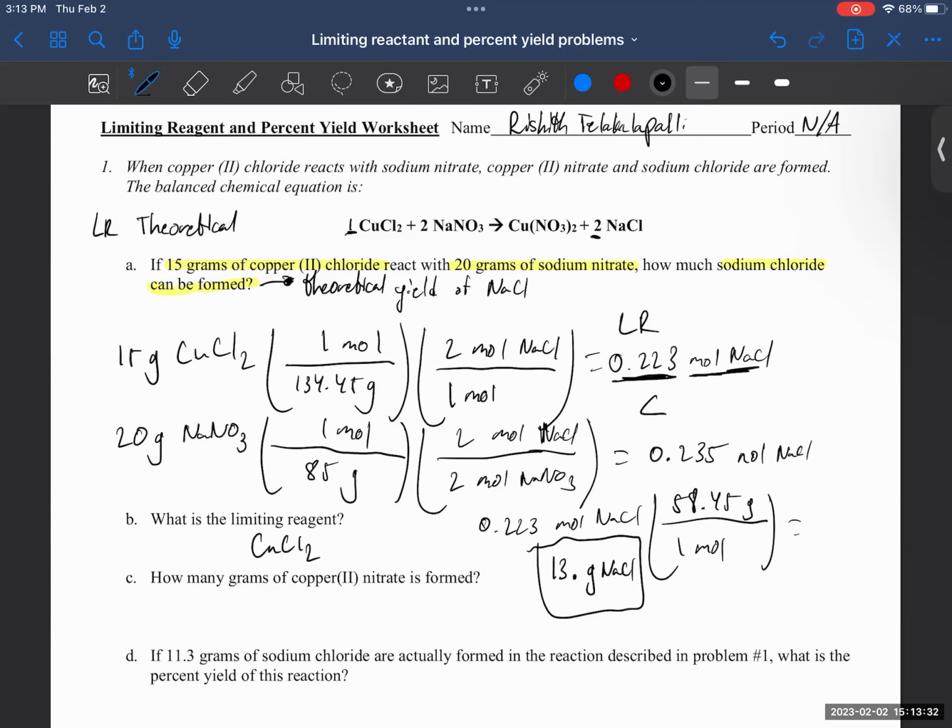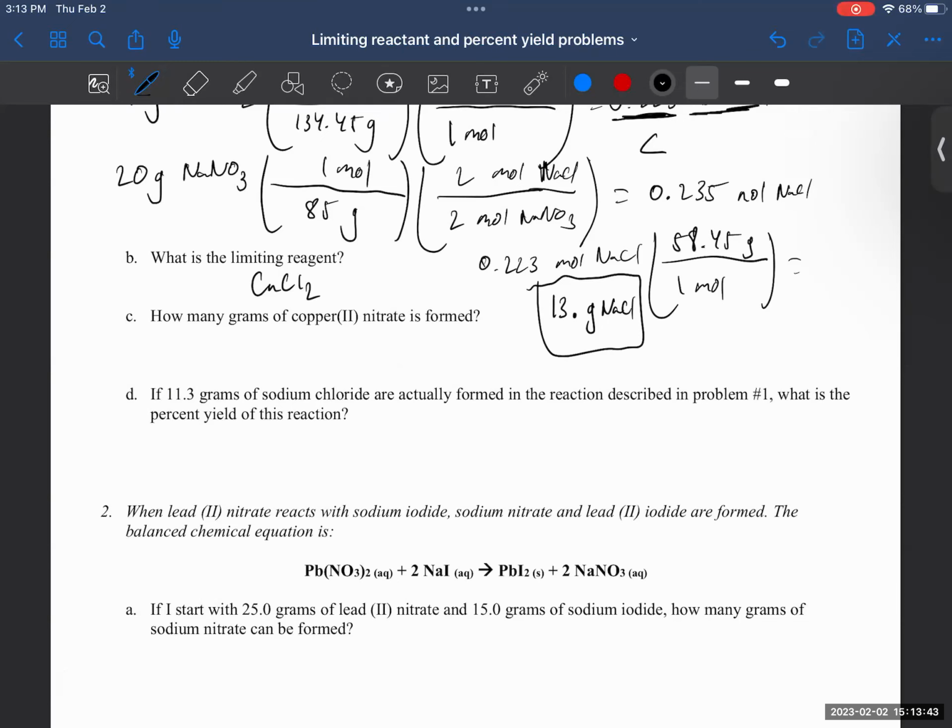All right. How many grams of copper 2 nitrate is formed? How would y'all go about solving this? Something really easy you can do.